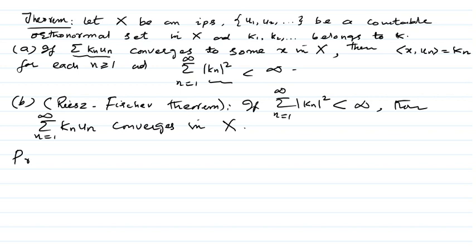Proof. So let's prove the first part. First part is very simple. First we see that these Kn are equal to the inner product of X and Un. So proof of part A.